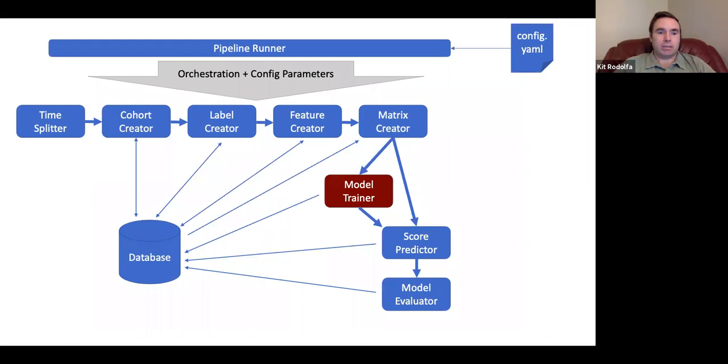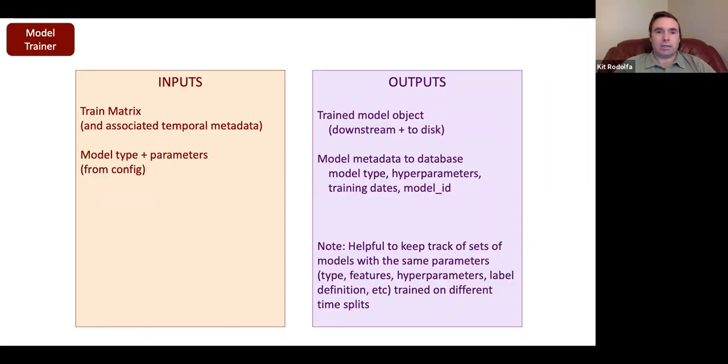So now we can get into the machine learning in proper terms and do our model training. So we just have inputs of a train matrix and model type and hyperparameters, again, coming from some configuration that's being passed through by our orchestration pipeline runner function. And the output here is going to be a model object, but also some metadata about that model.